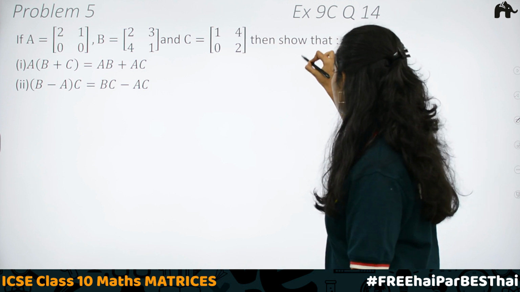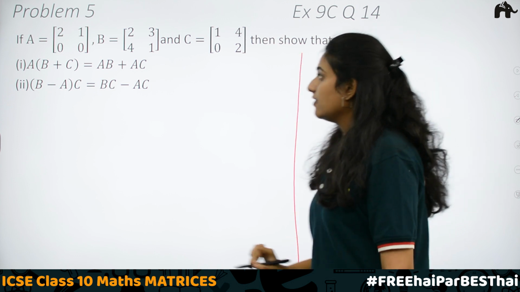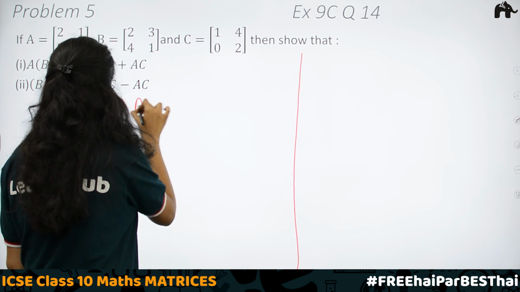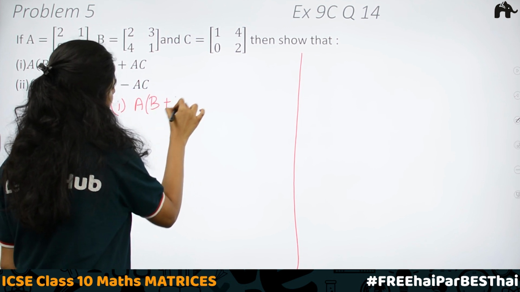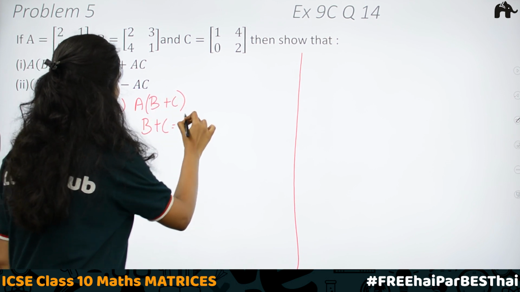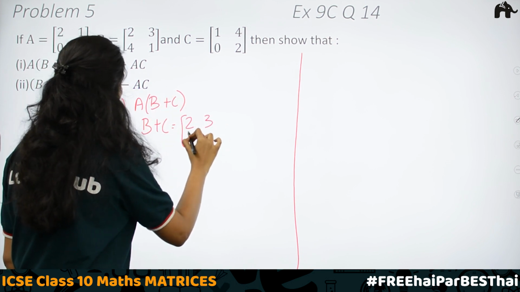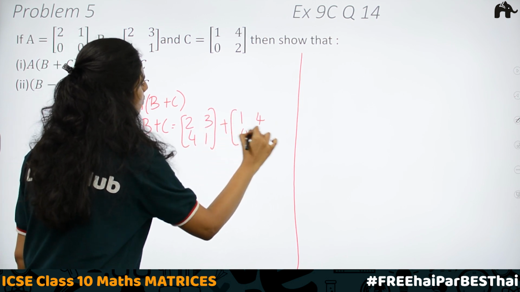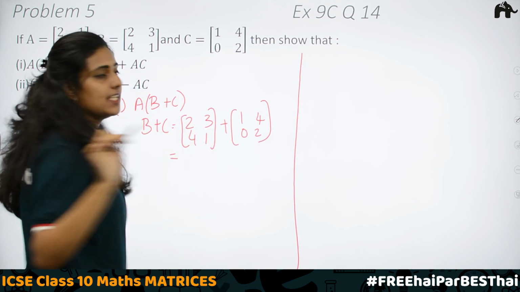In the first question, we have LHS A into B plus C. First we will find what B plus C is. Here B is 2, 3, 4, 1 and C is 1, 4, 0, 2. Then what is B plus C?